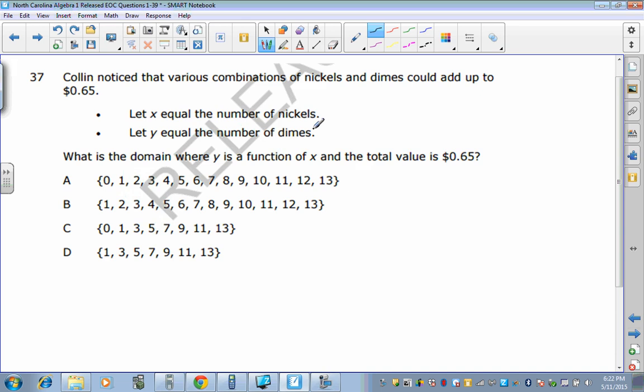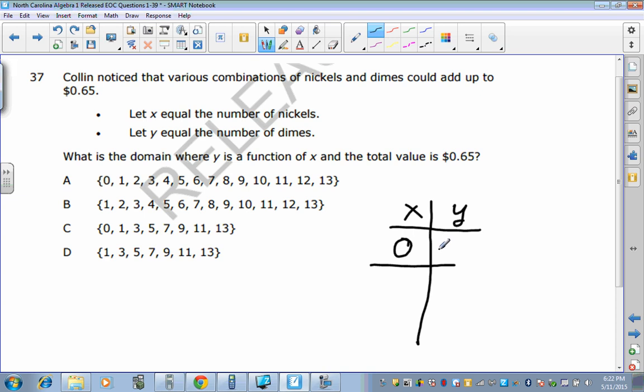They want combination of nickels and dimes that could add up to be 65 cents. What is the domain, where y is a function of x and the total value is 65 cents? Okay, let's see. X is the number of nickels. Y is the number of dimes. First of all, if we have 0 nickels, is there any way that you can have just coins in dimes that will make 65 cents? And the answer is no.